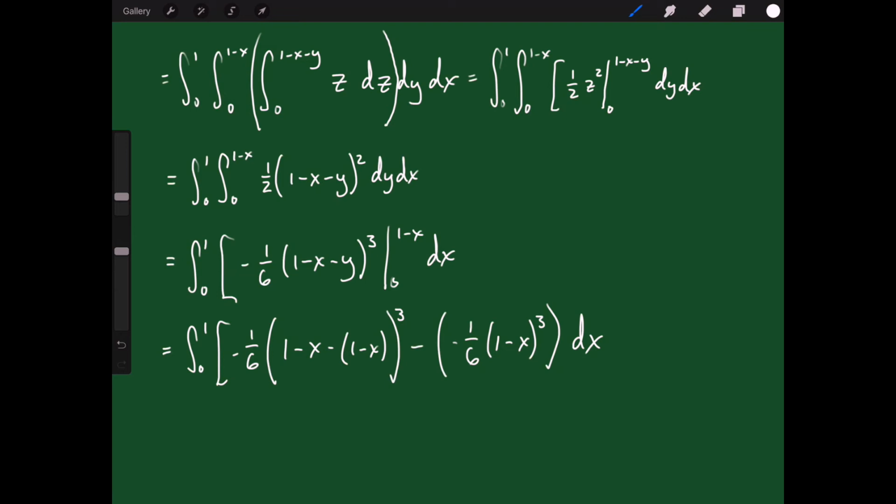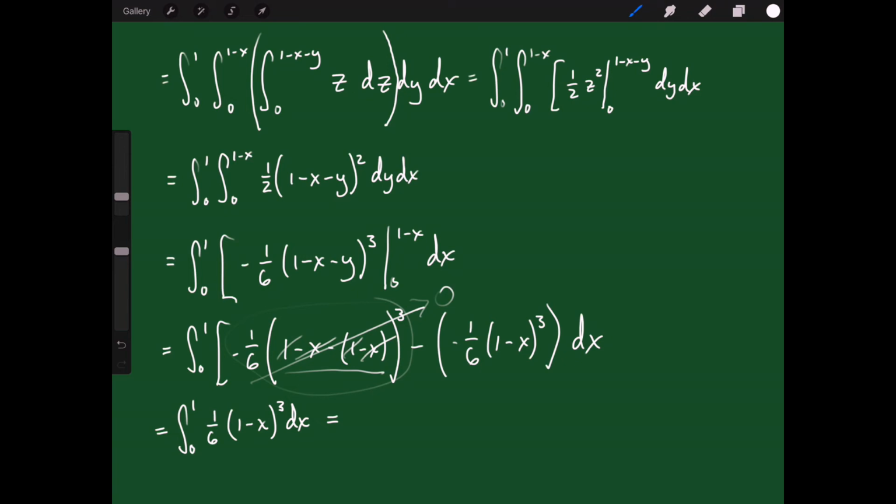Okay, so what's inside right here? I get 1 minus 1, which is 0, and I get minus x plus x, which is 0. So this whole term right here is just 0. So what am I left with? I get integral from 0 to 1 of minus 1/6, which is 1/6, times 1 minus x quantity cubed dx. And now we can do a similar kind of antiderivative here.